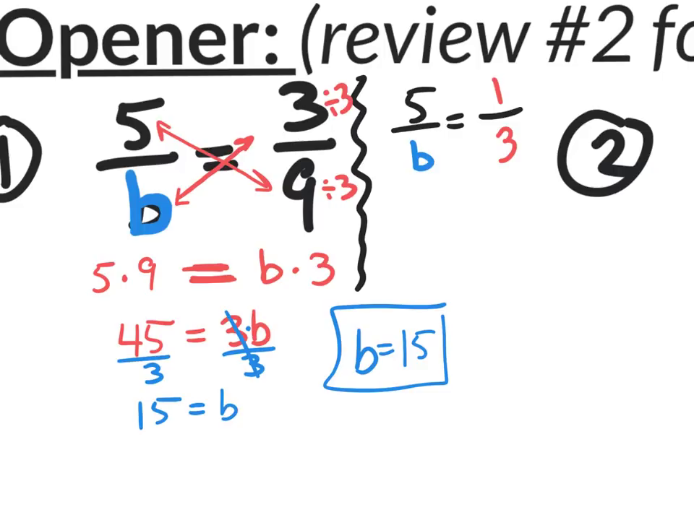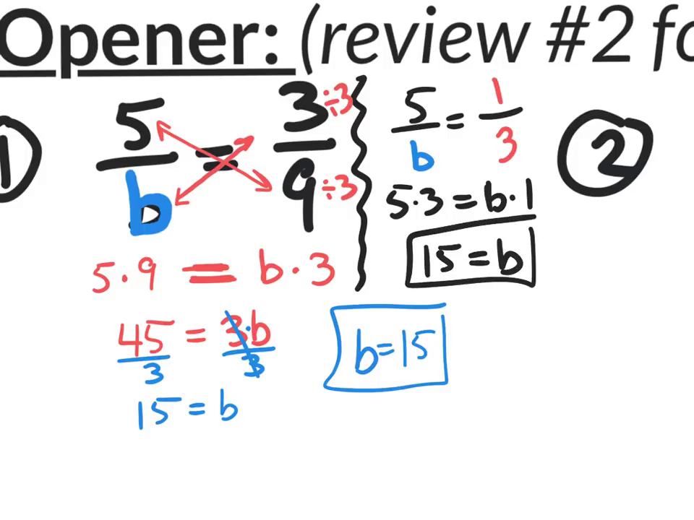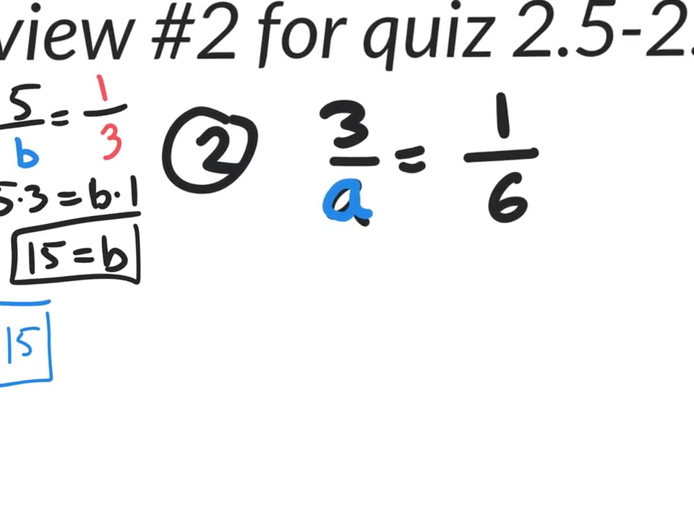Because when you cross multiply, when you say 5 times 3, and you write it out, 5 times 3 equals b times 1. b times 1 is just b, and 5 times 3 is 15. So that's a way easier way, thank you for bringing that up, of solving this problem with cross multiplying, cross product property. Let's move on to number 2.